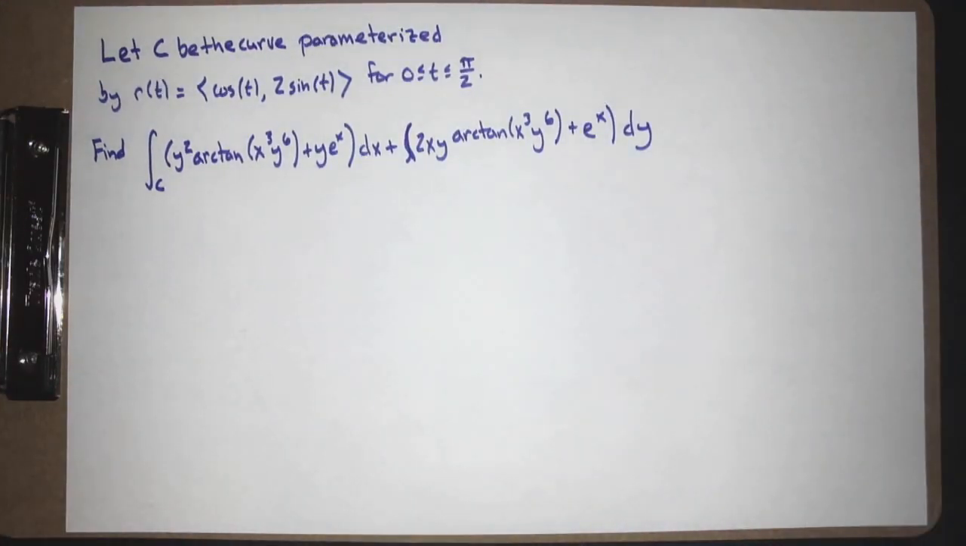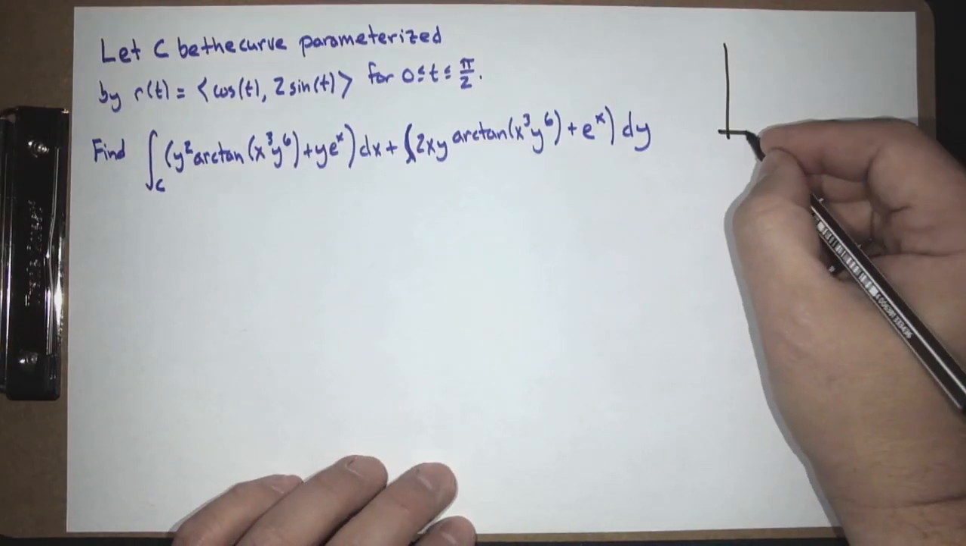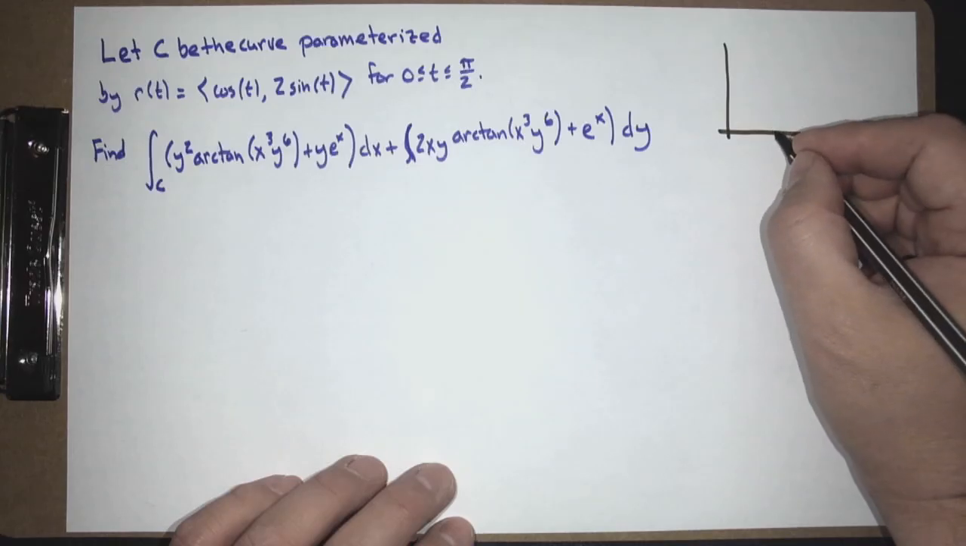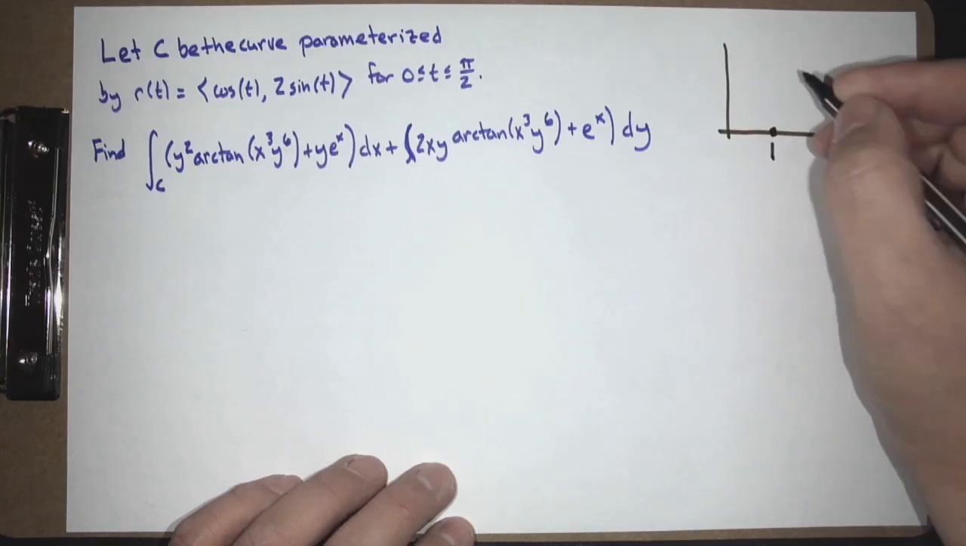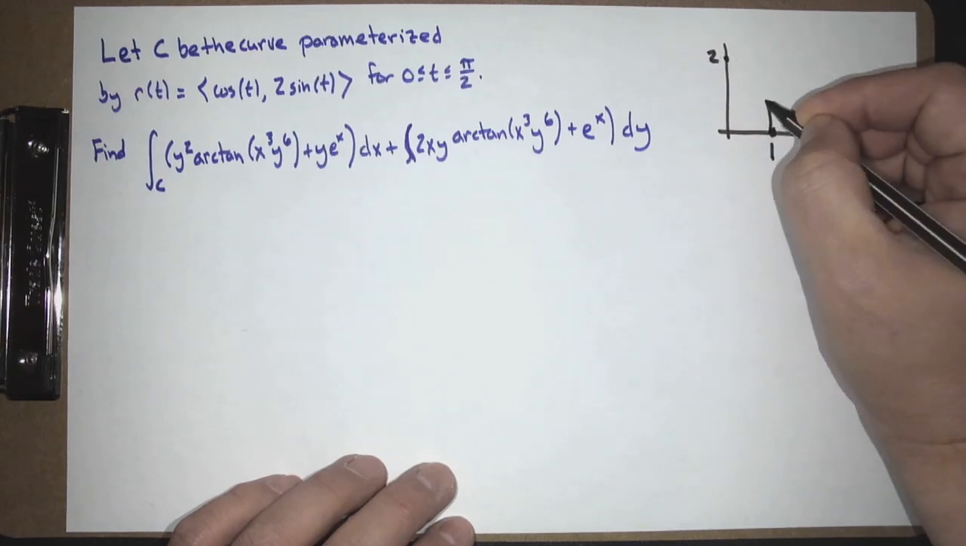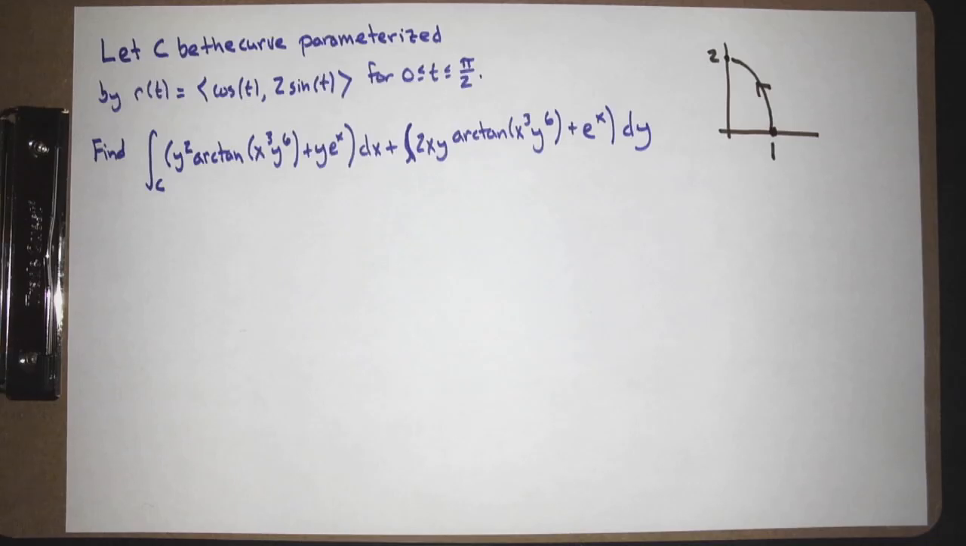Let C be the curve parameterized by r of t is cosine t, sine t, where t goes between 0 and pi over 2. And we're asked to find the following integral along the curve. We have y squared arctangent x cubed y to the 6 plus y e to the x dx, and then we have 2xy arctangent x cubed y to the 6 plus e to the x dy. And for reference, I've drawn the curve.